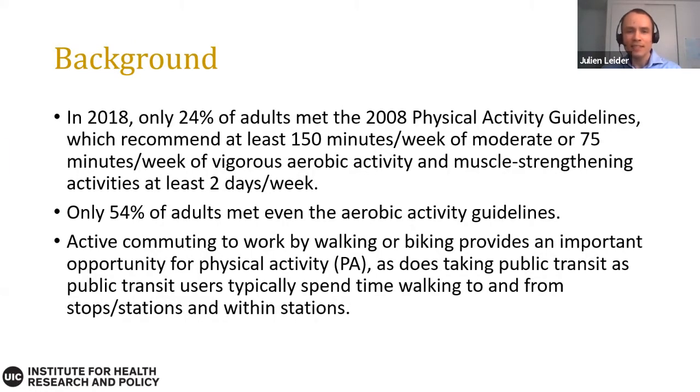To motivate this, in 2018, only 24% of adults in the US met the 2008 physical activity guidelines. And that was only 54% even when looking just at the aerobic activity guidelines. Active commuting to work by walking or biking can play an important role in helping adults be more active. And that's also true of public transit, because public transit users typically walk to and from stops or stations, and also walk within larger stations.